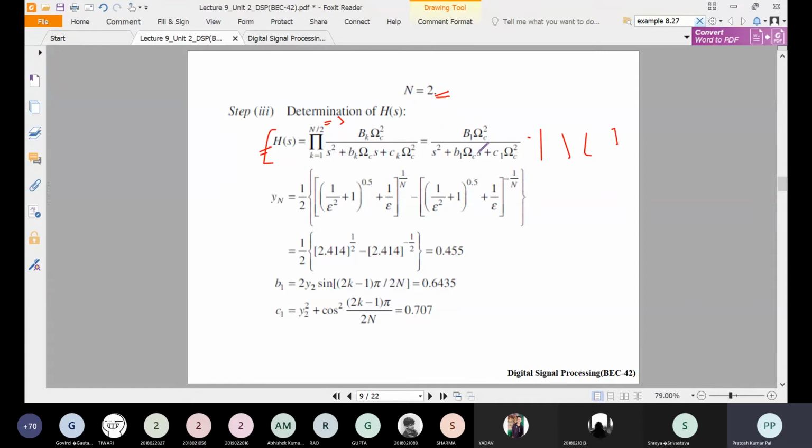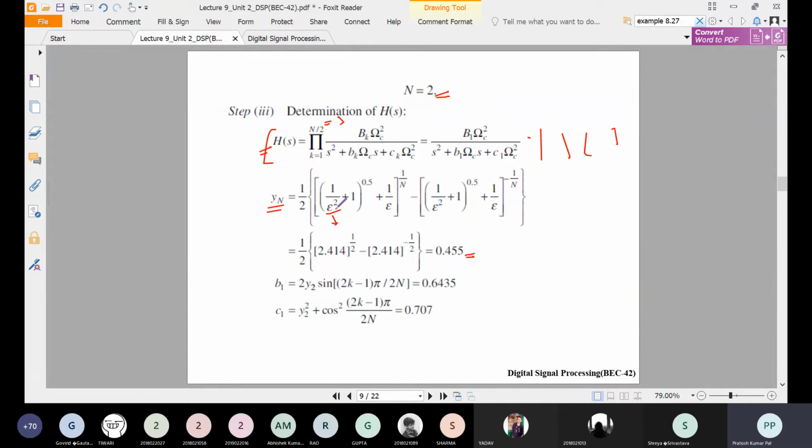Once we have this transfer function, we will be calculating capital B1, small b1, and c1. These three variables are there. To find these values, before that another term, y of n, is used to calculate the other parameters. This is the formula for y of n. It will always depend on the epsilon value.